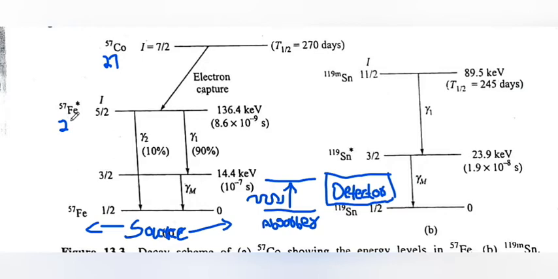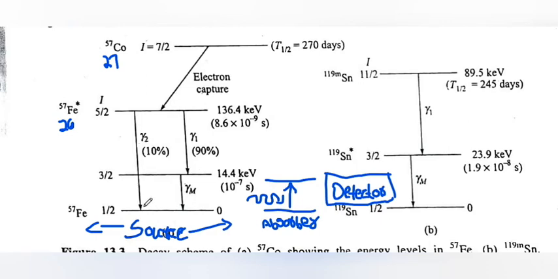Here, two transitions are possible from the second excited state, represented by gamma 1 and gamma 2, with a chance percentage of 19% and 10% respectively. The gamma 1 transition is from the second excited state to the first excited state with an energy level of 14.4 kilo-electron-volt and spin value 3/2. And gamma 2 is the direct transition from the second excited state to the ground state.